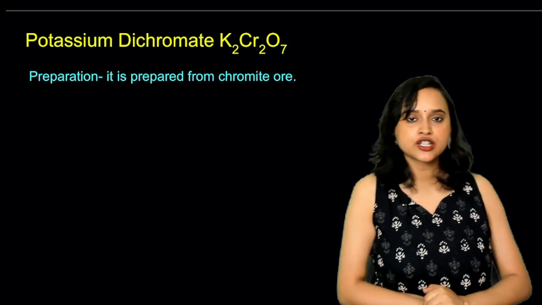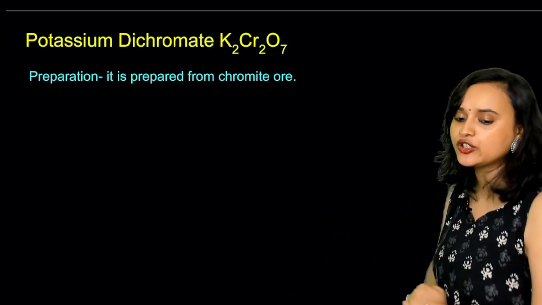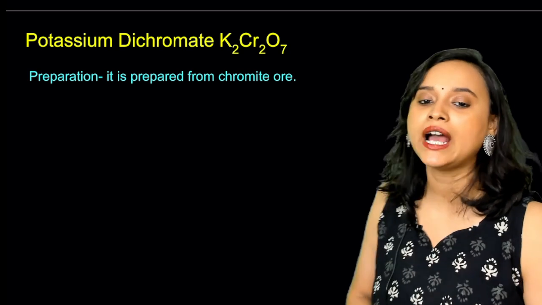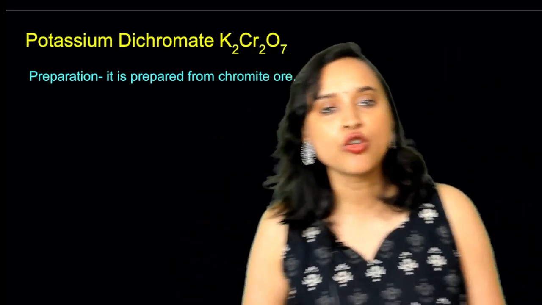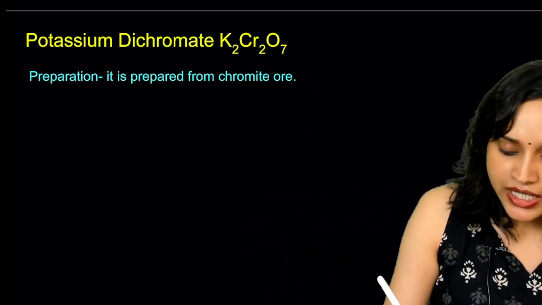Now let us come to potassium dichromate, that is our K2Cr2O7, and what are we going to do? We are going to prepare it from chromite ore. Yes, from chromite ore. So in the preparation process, the first thing that you do, it's very simple actually.